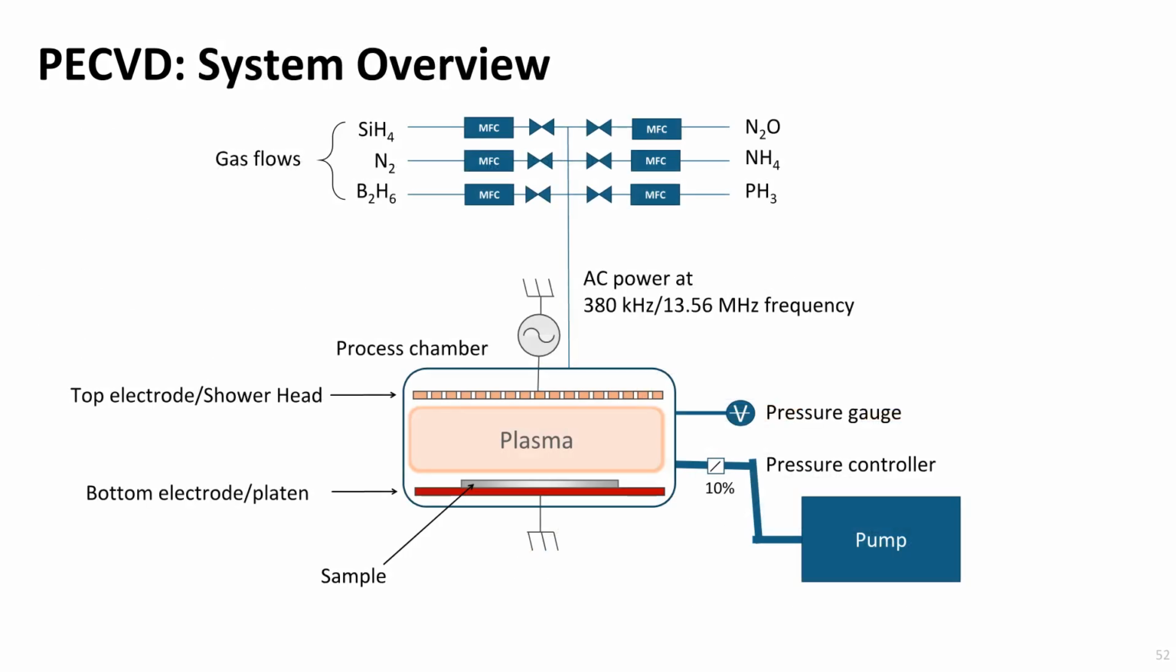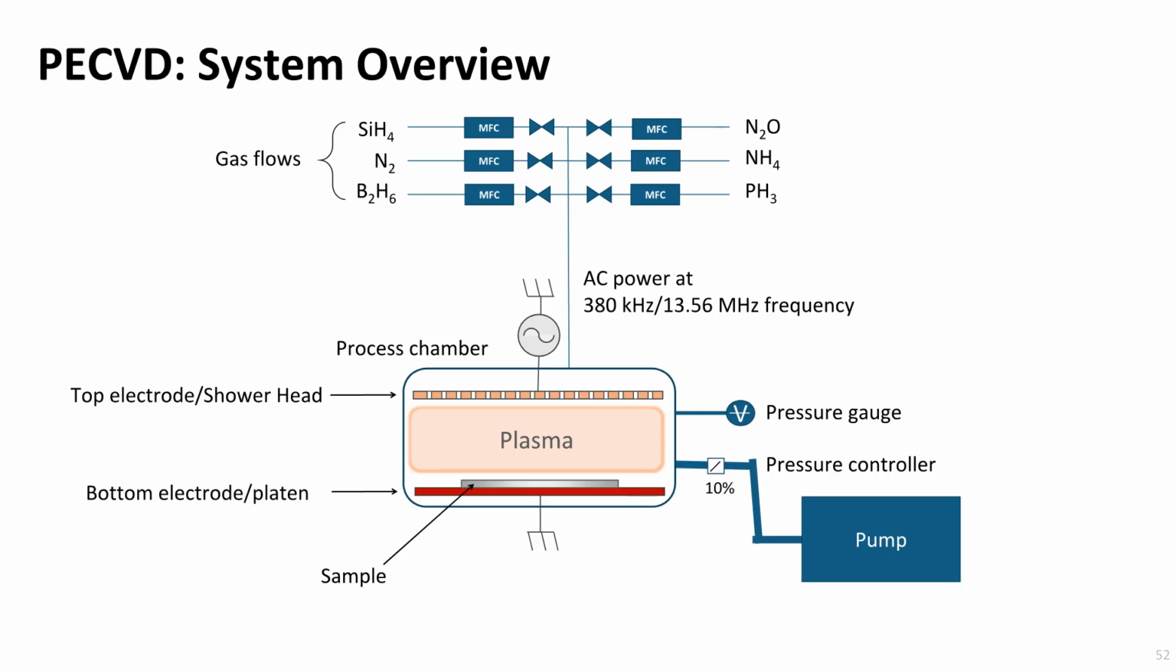This is an overview of a PECVD system. The processing chamber consists of two parallel plates that work as two electrodes. The bottom electrode, where the substrate is positioned, is grounded, and the top electrode is connected to a power generator through an impedance network. The power generator generates an AC potential in the radio frequency range of 13.56 MHz, or at lower frequency, at 380 kHz.